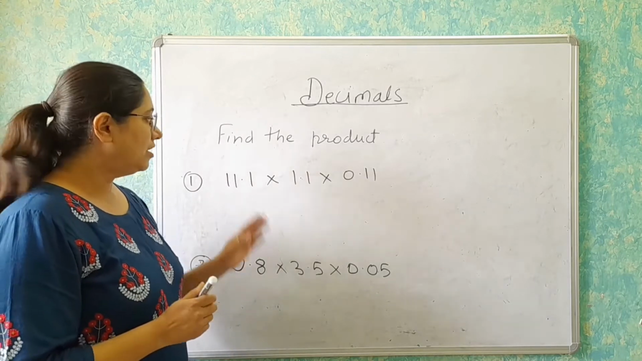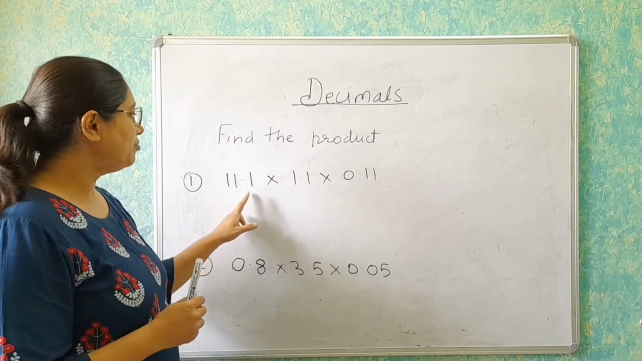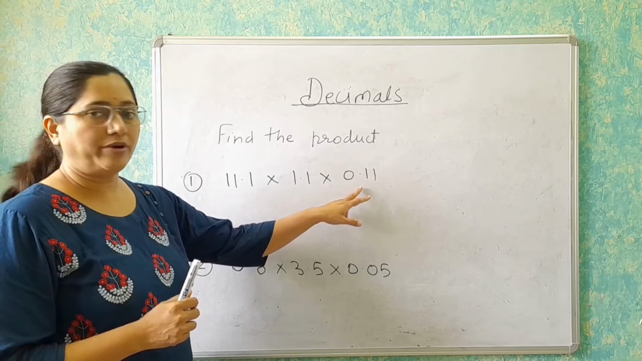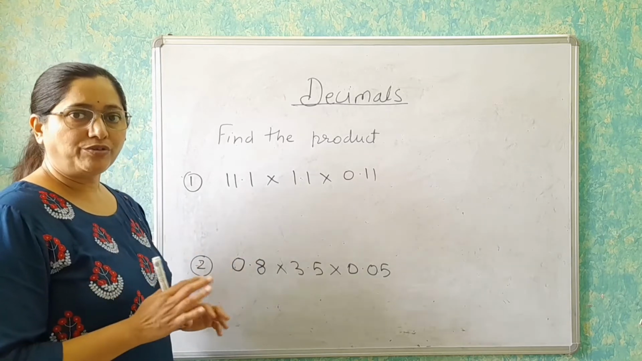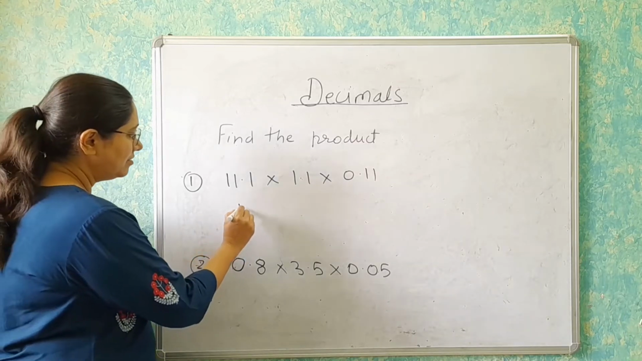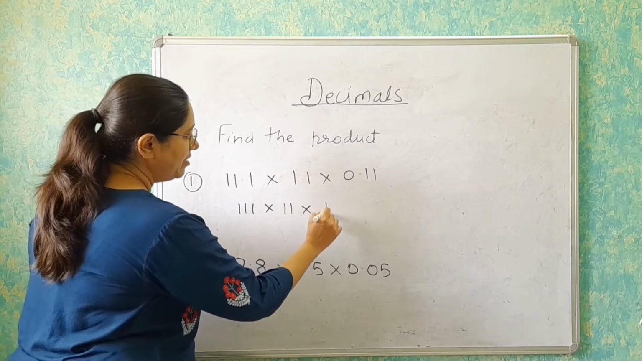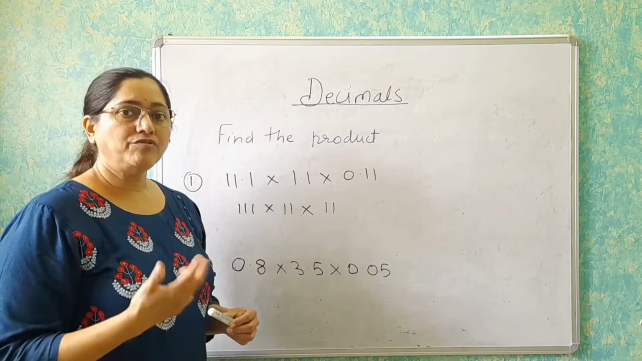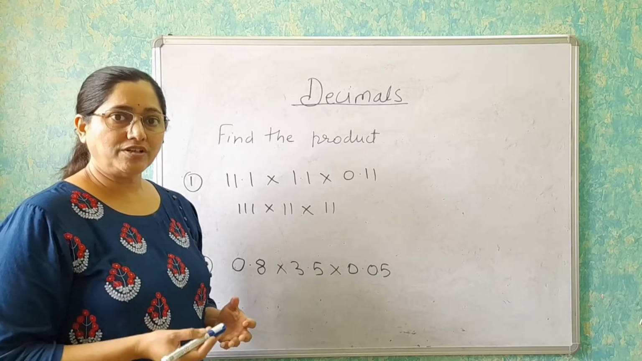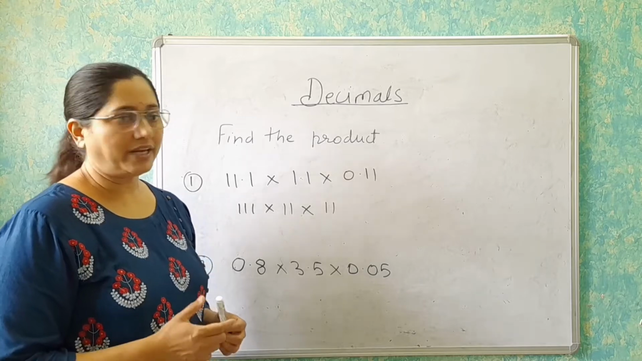Now we will learn how to multiply 3 decimal numbers. First number is 11.1 multiplied by 1.1 multiplied by 0.11. But we don't have to consider the decimal point. We will write it as 111 multiplied by 11 again multiplied by 11. If you have not learned the squares and cubes of numbers, you should learn them first because it will be very helpful for you to do all kinds of calculations.